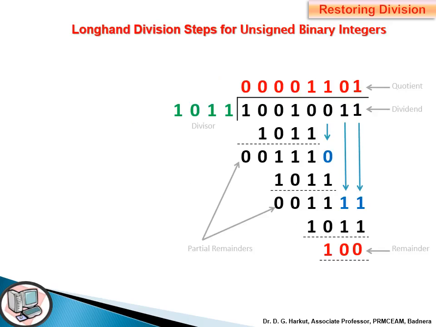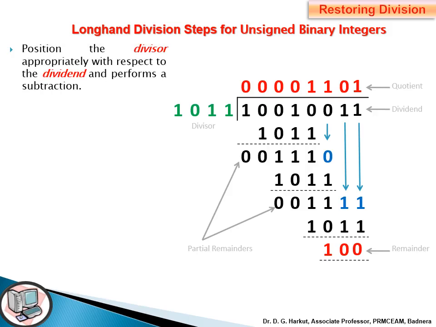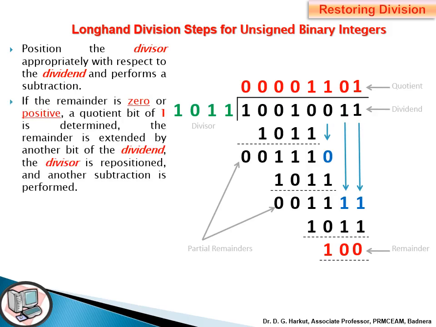Now we will see how to perform division of two binary numbers. The process will remain same as we had seen in case of integer numbers. First we will position the divisor 1011 appropriately with respect to the dividend 100100 and perform the subtraction. If the remainder is 0 or a positive number, quotient bit of 1 is determined.